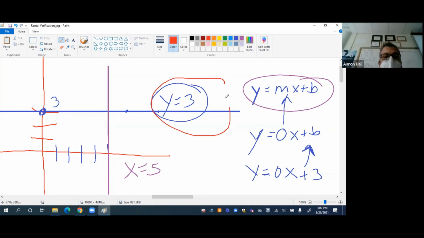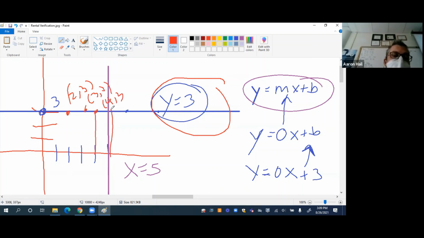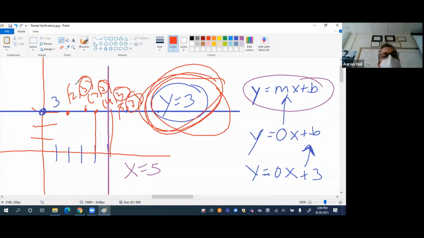Well, let's look at the y equals 3. This point here is 2, 3. This point here is 3, 3. This point here is 4, 3. This point here is 5, 3. Y is always 3.